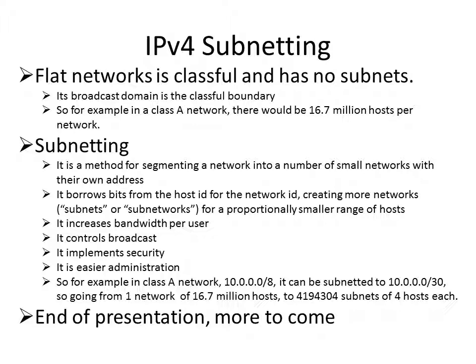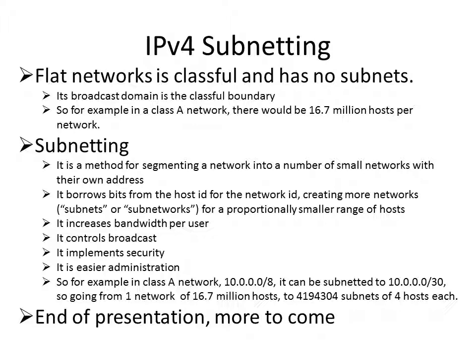So subnetting is a solution to that. Subnetting is a method for segmenting a network into a number of smaller networks with their own addresses. It borrows bits from the host ID for the network ID, creating more networks for a proportionally smaller range of hosts. And what this does is address the problem of reduced bandwidth per user, in other words, it increases the bandwidth per user. It controls broadcasts, it implements security, and it is easier for administration. So these four issues are the issues that are problematic in flat networks.